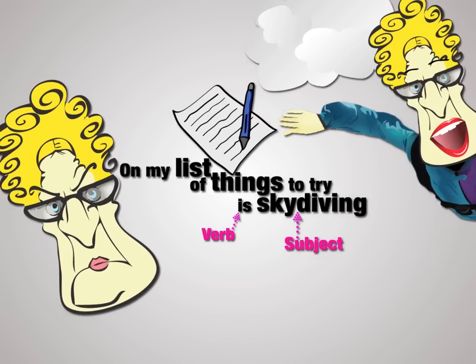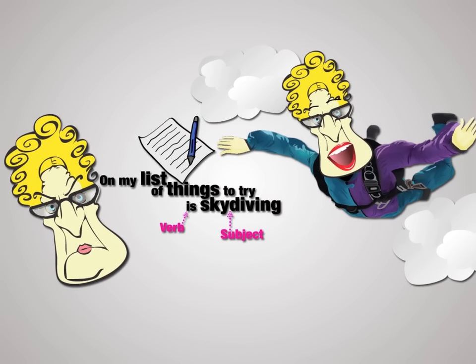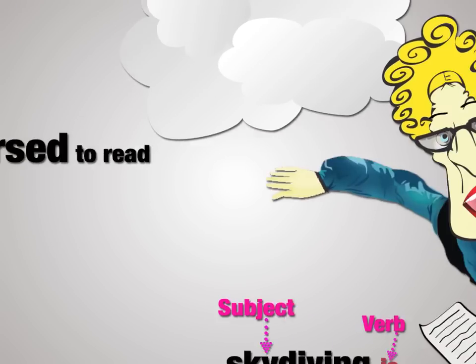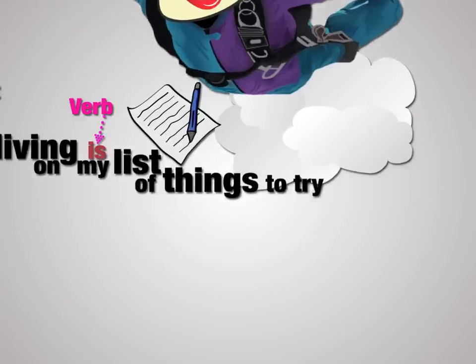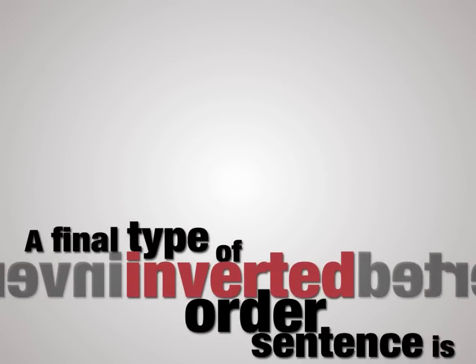As another example, "On my list of things to try is skydiving" can be reversed to read "Skydiving is on my list of things to try," to identify the subject skydiving and the verb is. A final type of inverted order sentence is the question.